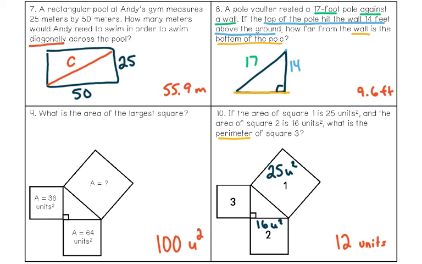Number 10 looks like that, except I'm missing the area of one of the legs squares. Now, this is what we started with. This is a Pythagorean triple of a 3, 4, 5. And I know that because 4 squared makes 16, 5 squared makes 25. So the area of box 3 would be 9 units squared, which means that one side length would be 3 units. Now it's asking about the perimeter of that square. The perimeter means I add up all the sides. So 3 plus 3 plus 3 plus 3 gives me 12 units.